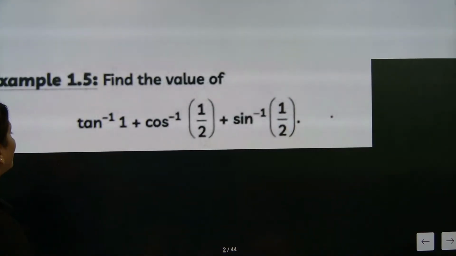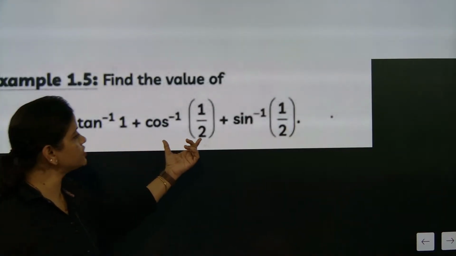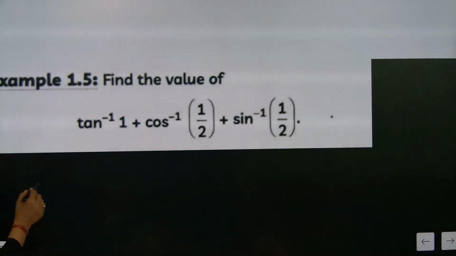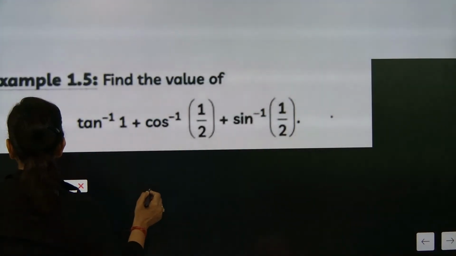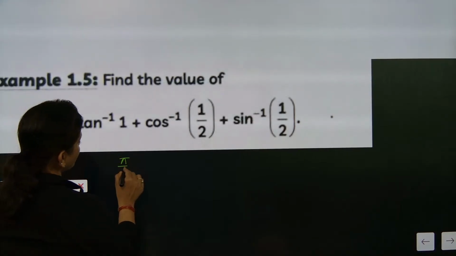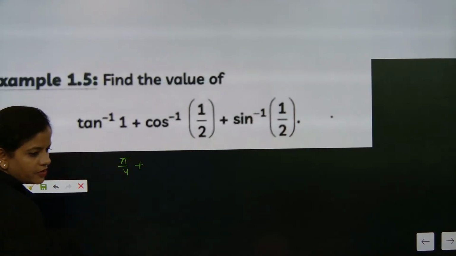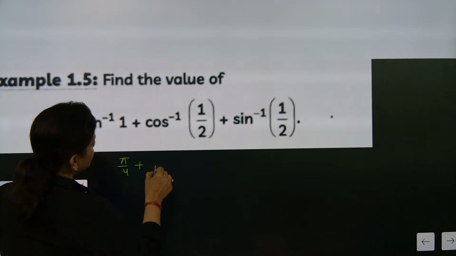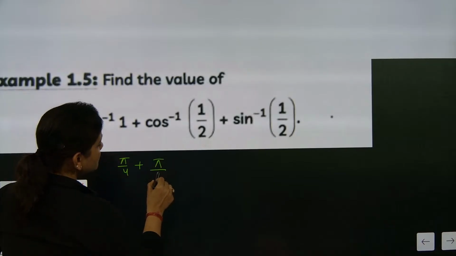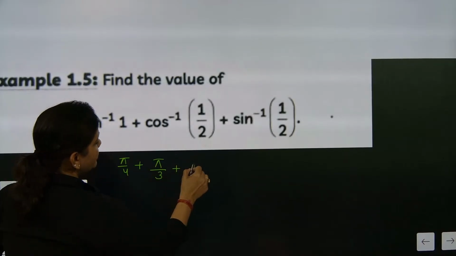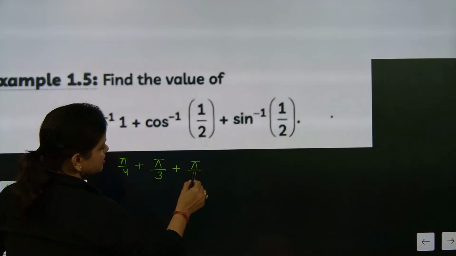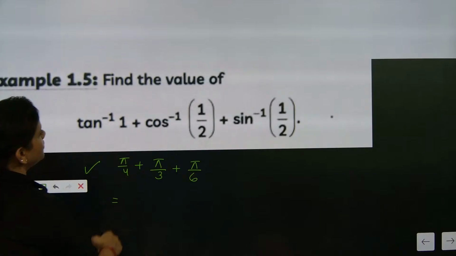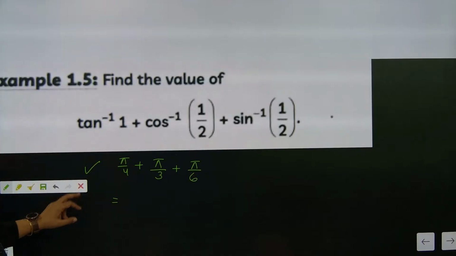Now here find the value of tan inverse 1, cos inverse 1 by 2 and sin inverse 1 by 2. So tan inverse 1 will become pi by 4. Cos inverse 1 by 2, if somebody asks you, it will become pi by 3, 60 degree. Sin inverse 1 by 2 means pi by 6. So now you just need to solve this one. Once you solve it, you will get the value. This is one type of question coming.